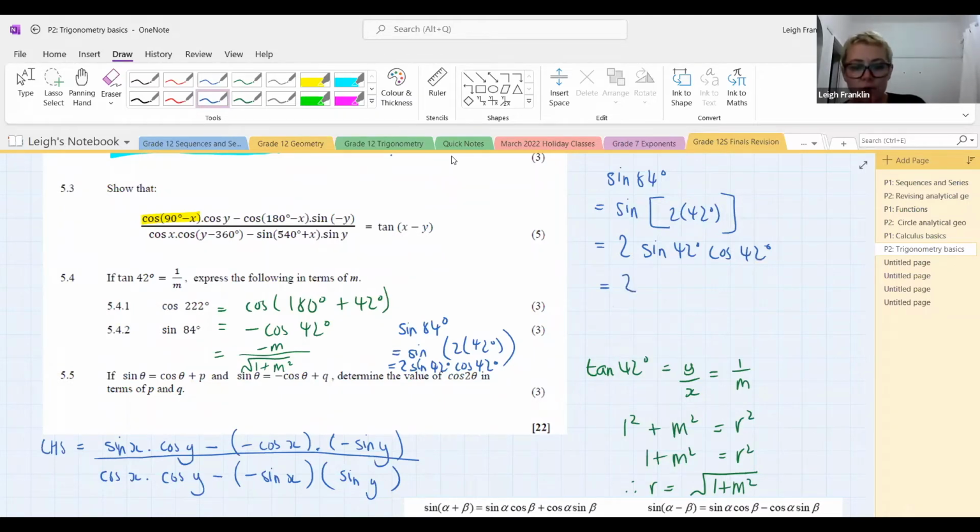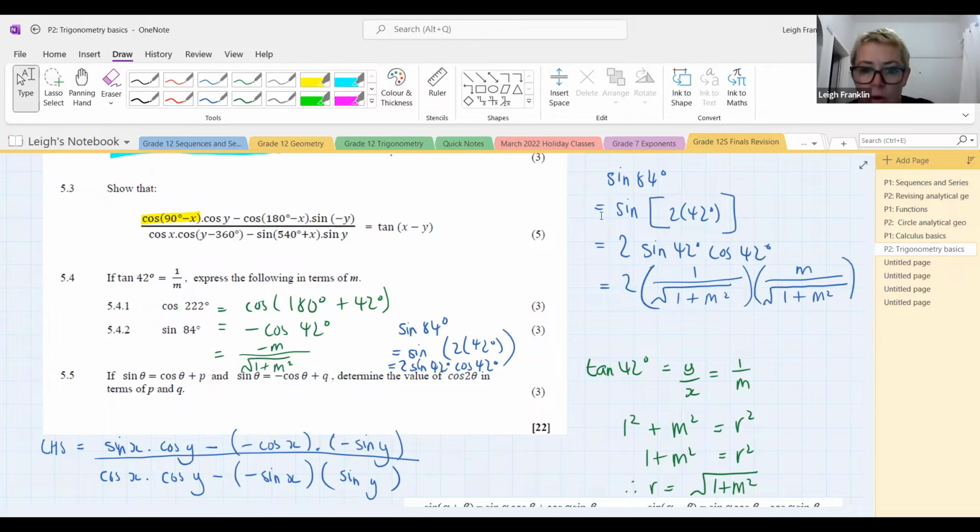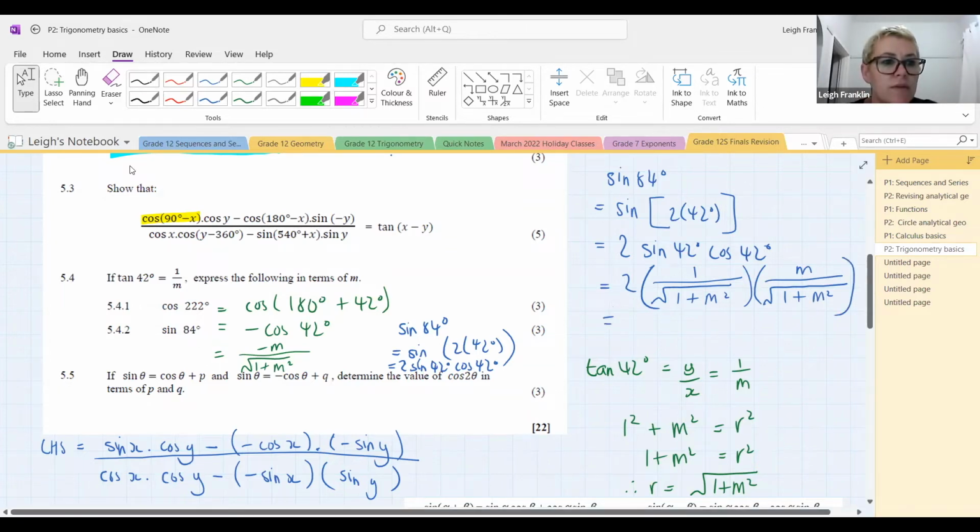The sine of 42 is y over r, so this would be 1 over root 1 plus m squared. This is going to be a bit of a nasty fraction to work with. And then the cos of 42 is x over r, so that's going to be m over root 1 plus m squared. Now we have to multiply these two together.